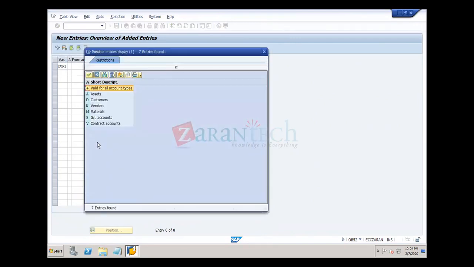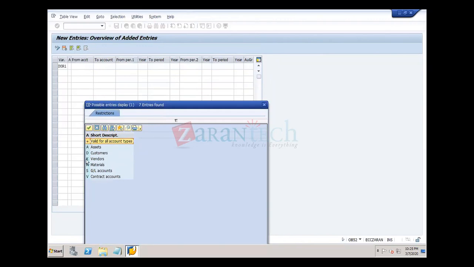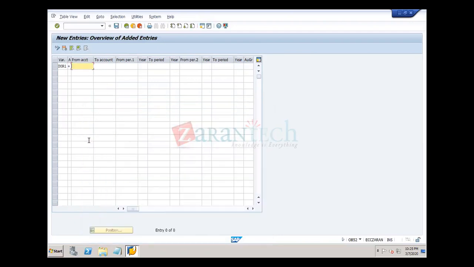Account type. Remember these names? Account type K means vendors. D means customer. S means GL accounts. M means material. A means asset. Now select plus. Plus means it includes all of these. If I am selecting a specific vendor or customer, the system will ask you to limit. So you give that limit here. If you have one particularly selected, you can give it, otherwise it is not required.